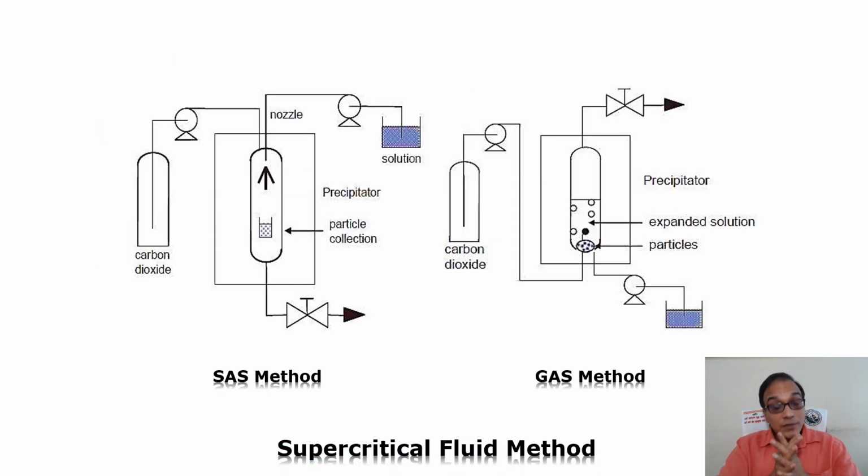These are two different sub-methods of supercritical fluid: the anti-solvent method and the gas anti-solvent method. These two methods have also been discussed in the previous lectures. Again, with the use of an anti-solvent like carbon dioxide, the supercritical fluid, we can use this technology.